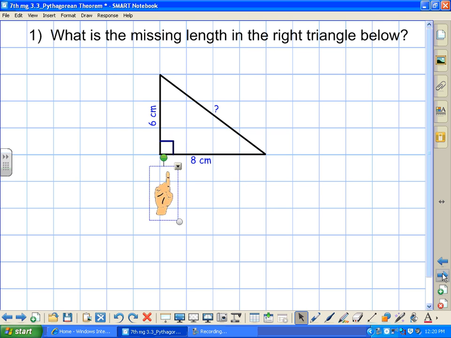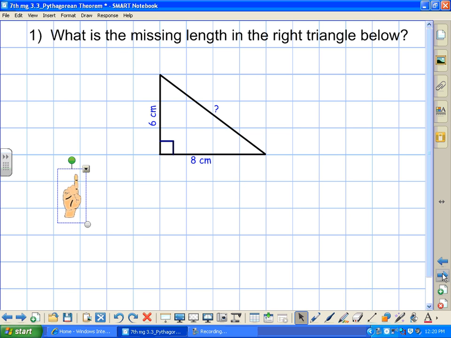So the first thing, we're given this length. This leg is 6. This leg is 8 centimeters. We're looking for this length here. And so pause the video at this moment and copy this problem down. Try to work it out on your own first before you unpause it here, okay? All right.